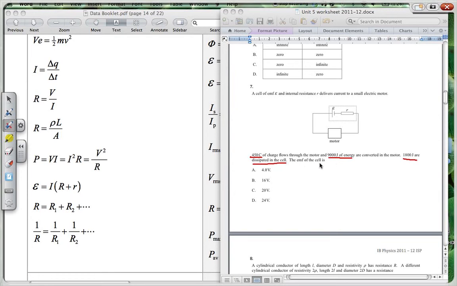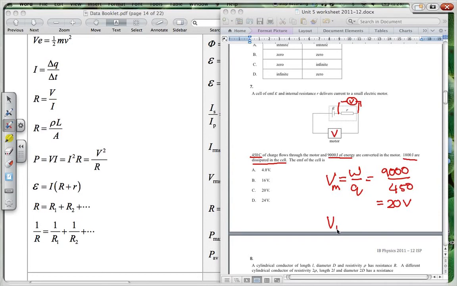Now remember, the EMF is the total energy per coulomb that a cell can deliver, and that includes the internal resistance. So it's going to be basically both the V, the potential difference across the motor, and also your potential difference across your internal resistance. Now V is equal to W over Q. So for the motor, it's going to be 9,000 joules per 450, and we divide that out, that turns out to be 20.